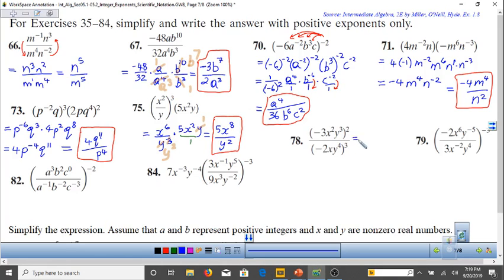So we have -3 squared is +9. X squared is x to the 4. Y cubed squared is y to the 6. Over -2 cubed is -8. X to the 3 is x cubed. And y to the 4 cubed is y to the 12, because we multiply the exponents.